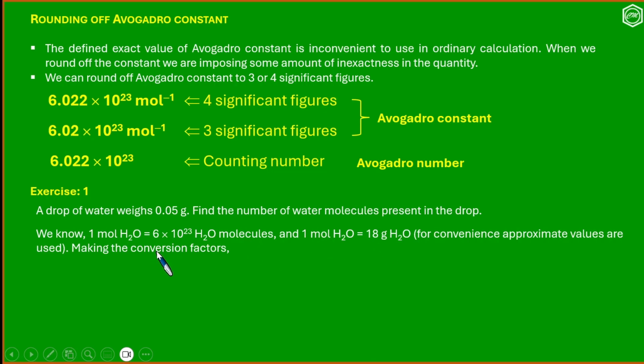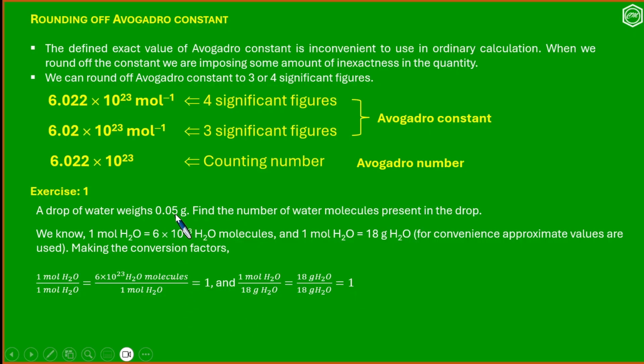Now first you have to find out the conversion factors. That is 1 mole H2O is equal to 6 into 10 raised to 23 H2O molecules. That is 1 mole H2O by 1 mole H2O, then 6 into 10 raised to 23 H2O molecules by 1 mole H2O is equal to 1. These two cancel. Similarly, 1 mole H2O equals 18 gram H2O. So 1 mole H2O by 18 gram H2O, this cancels, equal to 1.